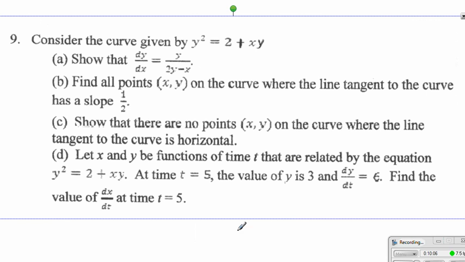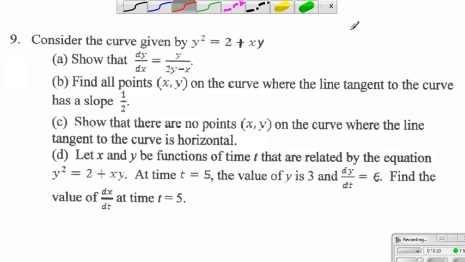Number 9. All right, so let's look at number 9 together. First, we have to show that taking the derivative of this one will give us this. Now, how are we going to do it? Let's try to do this one together right over in this section.